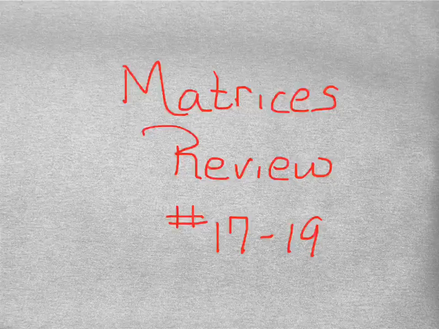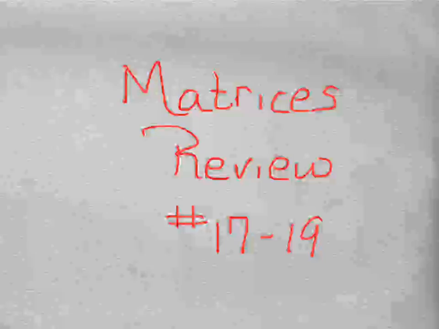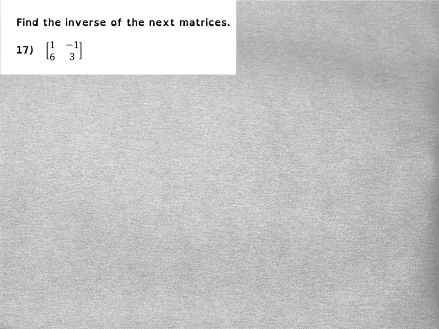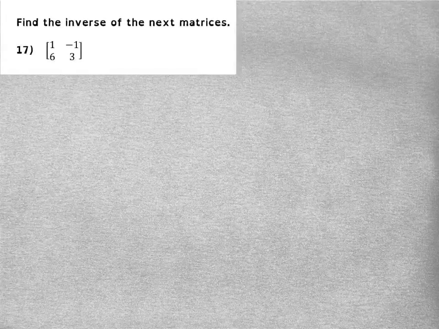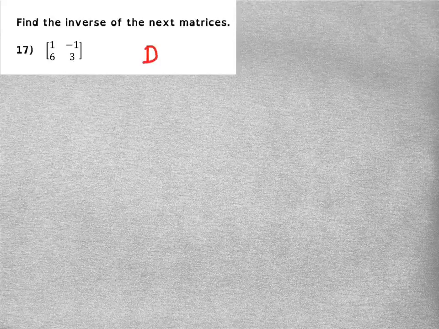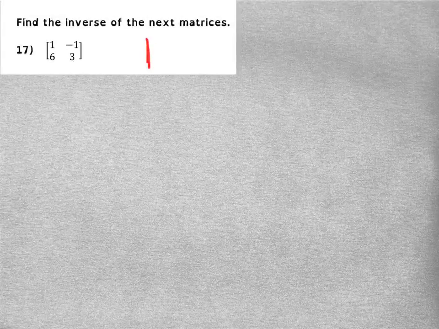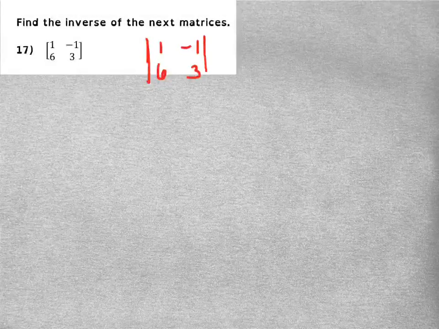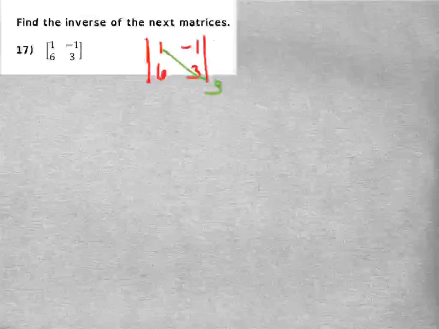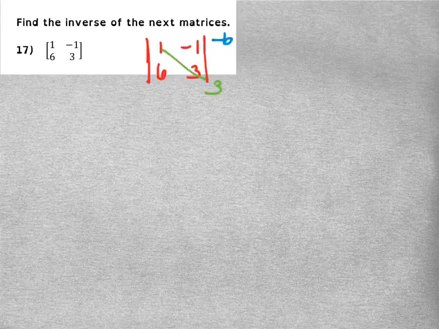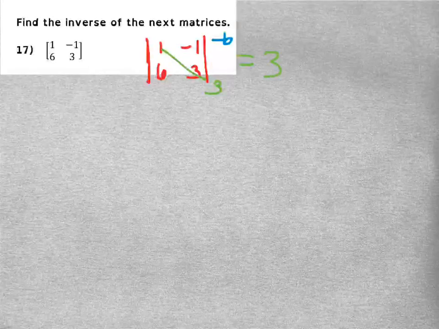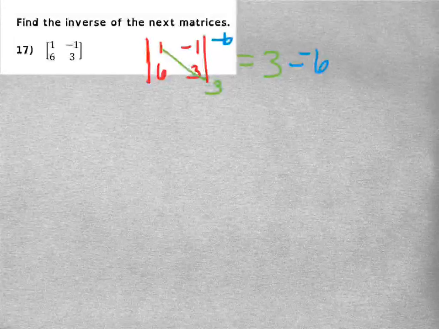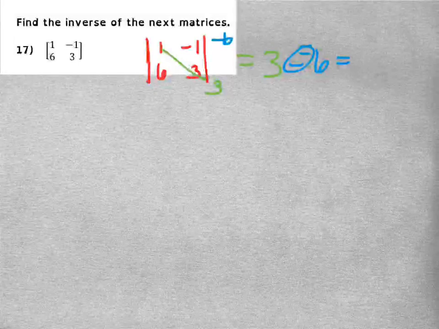This is the last video, and this is going to be the inverse matrices and using the inverse matrices. And so when we're looking at these, step one, when you're trying to find the inverse, is to find the determinant. And so the determinant is when I do your downs minus ups. So in this case, your downs are 3, your ups are a negative 6. So downs minus ups is 3 minus a negative 6, which is equal to a 9.